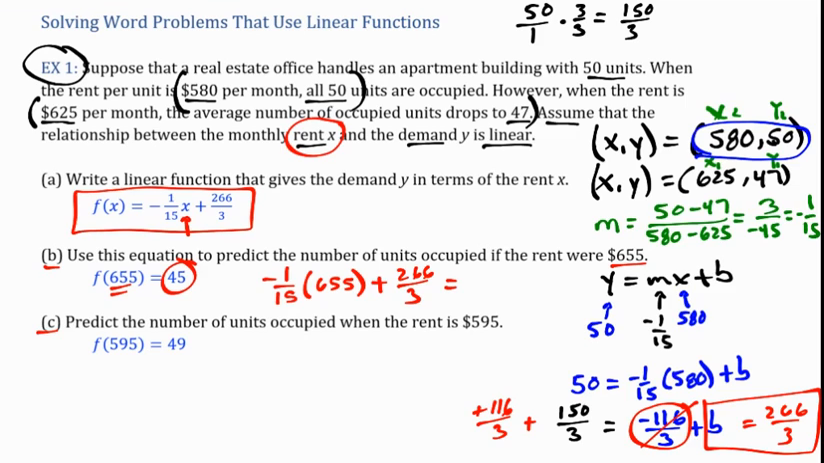And for part C, it says predict the number of units occupied when the rent is $595 per month. So you're going to plug that in for your x in the function. So you can do this work yourself and see that you will get the answer 49.